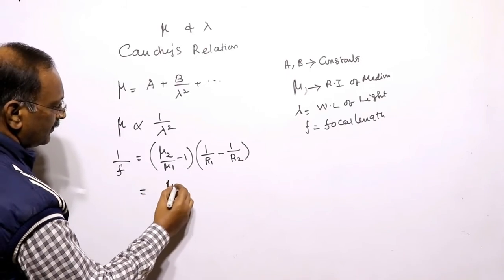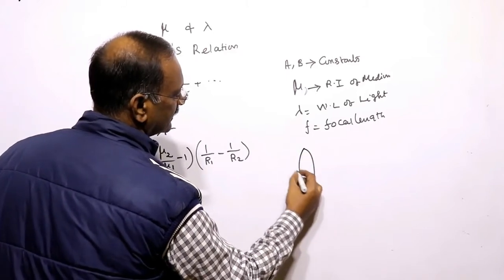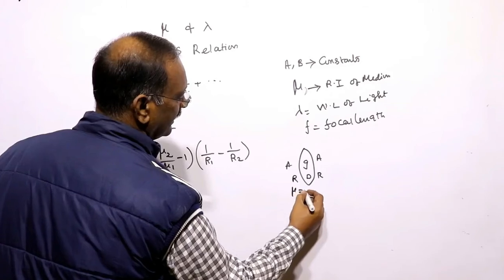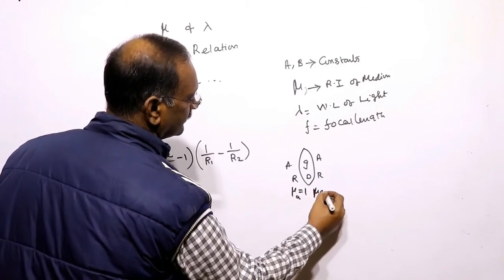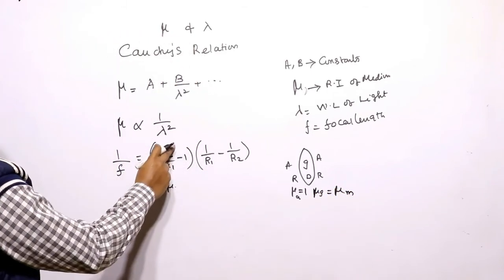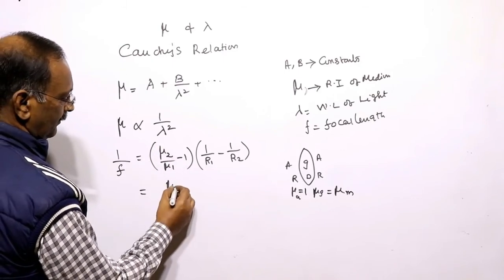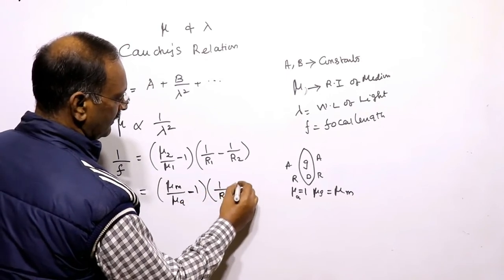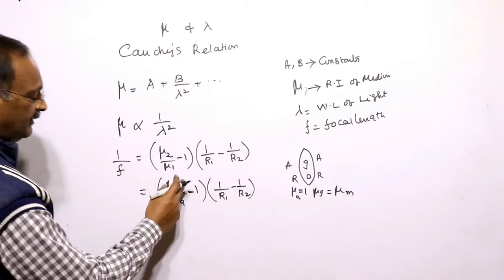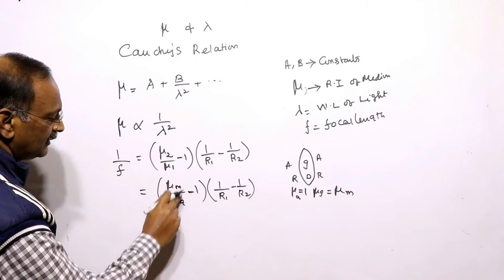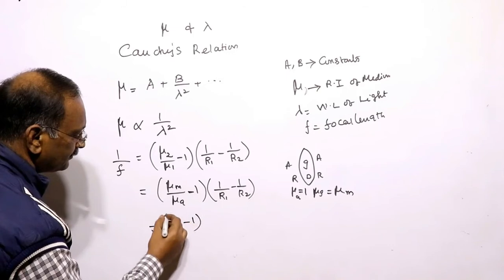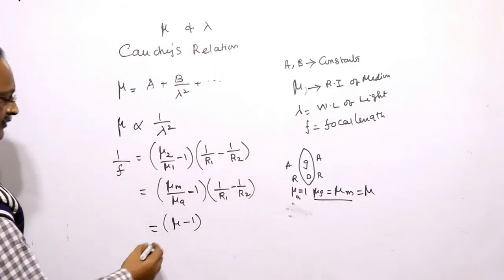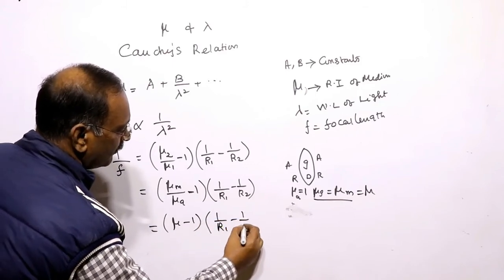If the second medium is air, suppose this is the lens and this is air, then this is glass, which is the denser medium, and this is the rarer medium. The refractive index of air is equal to 1 and the refractive index of glass is the refractive index of the medium. So we can write the refractive index of medium 2 with respect to medium 1 as mu of medium by mu of air, minus 1, into 1 by R1 minus 1 by R2. The refractive index of air is equal to 1, so we will simply write mu minus 1, into 1 by R1 minus 1 by R2.